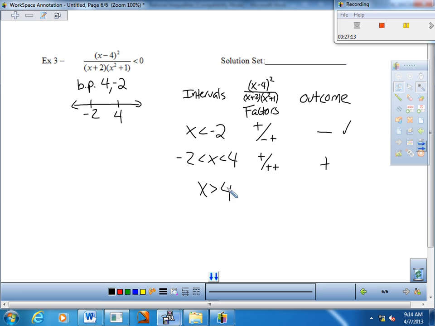Last one, guys, bigger than 4. 5 minus 4, square it. That's positive. 5 plus 2, positive. 5 squared plus 1. Quicker, quicker, quicker. We've got it. And there it is.